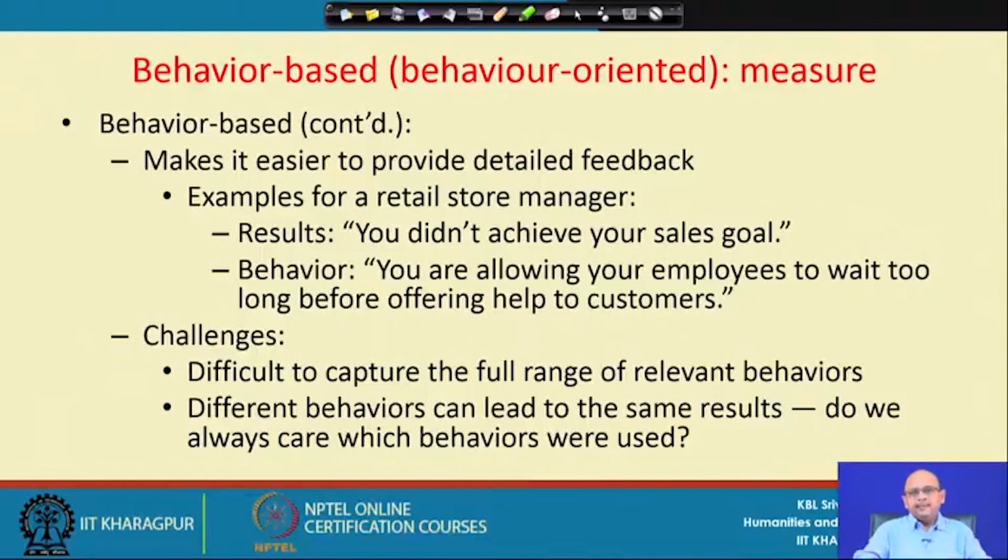But the challenge here is, how do you know what the relevant and critical behaviors are that need to be measured? Because you need to identify all such critical, relevant and important behaviors which need to be measured, right. Because people might be showing different kinds of behaviors and leading to the same results. So it is very important to look into these challenges, and if possible, try to capture the full range of behavior which could be considered critical and important.